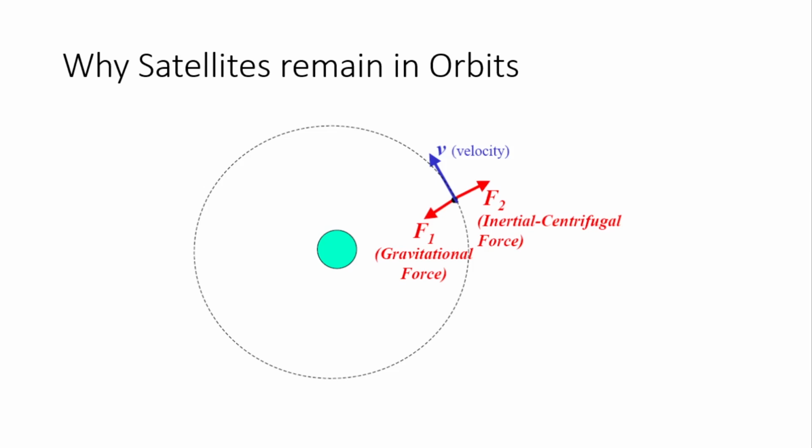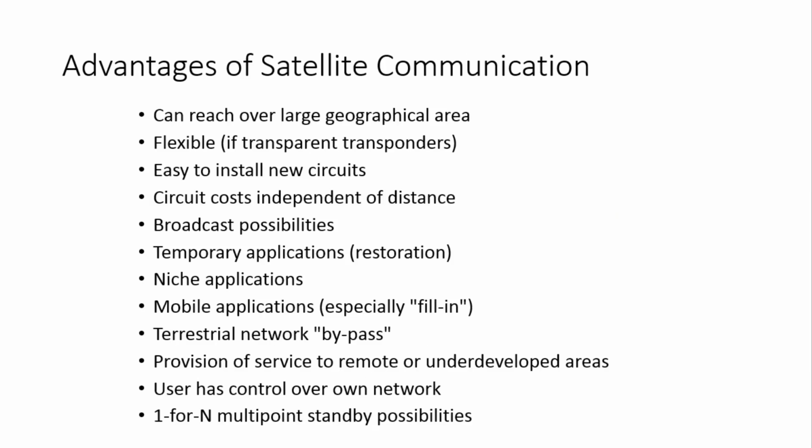Why does a satellite remain in orbit? With the help of gravitational force and inertial centripetal force, because these two forces act in opposite directions, the velocity of the satellite remains constant relative to the Earth's surface.